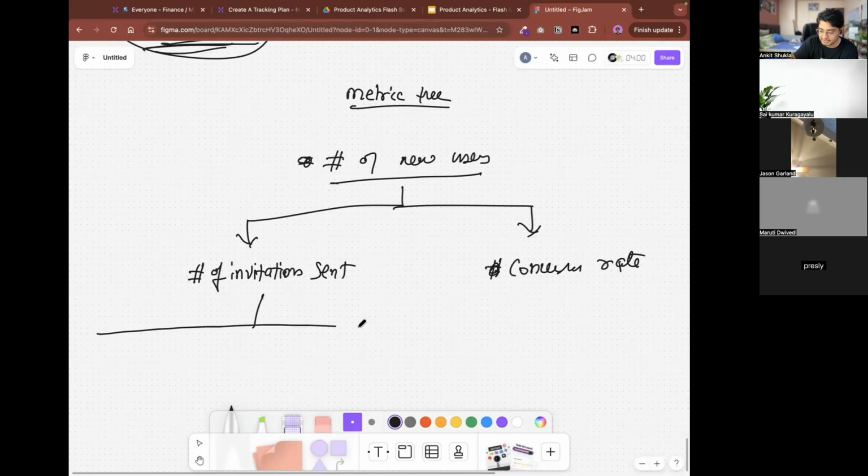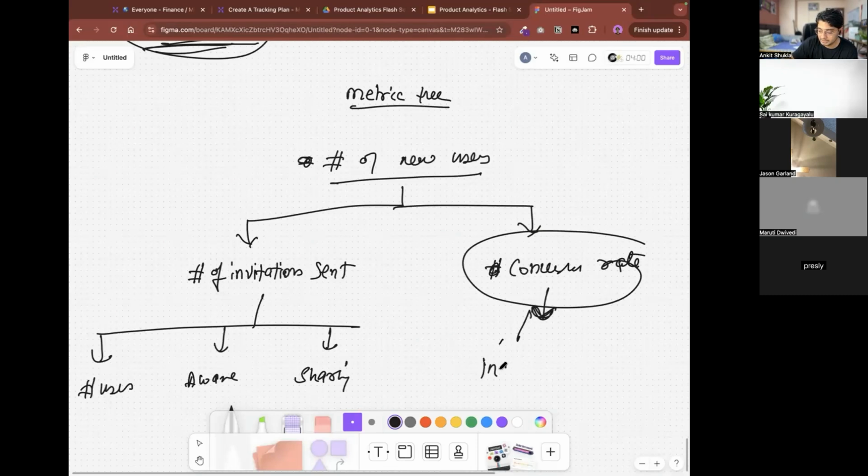Okay. Now, invitations sent depends upon the number of users you already have on the platform. How many people are actually aware about the same? How many people are actually sharing this? Right? And then the conversion rate. How many people are actually signing up on the platform? So how can you improve the conversion rate? By improving the incentives, or making sure that your audience is aligned with the audience of the people who are sharing your product with other people, because your product has to be relevant to their network as well.